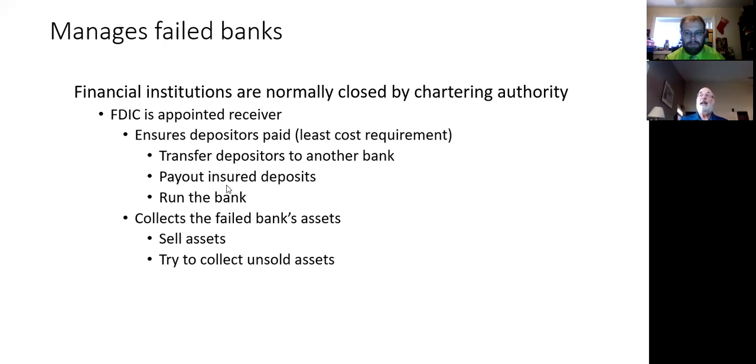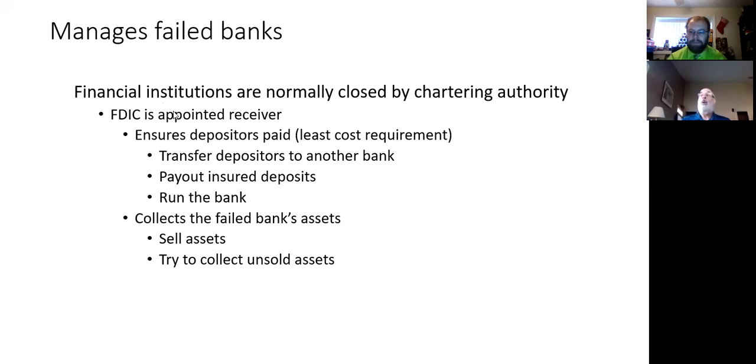The third thing that the FDIC does is manage failed banks. And one thing I want to stress here is that the FDIC doesn't actually close a bank. It technically has the ability to do so, but typically or normally, the chartering agency closes the bank. So banks are either chartered as a national bank by the Comptroller of the Currency, or they're chartered as a state bank by each individual state.